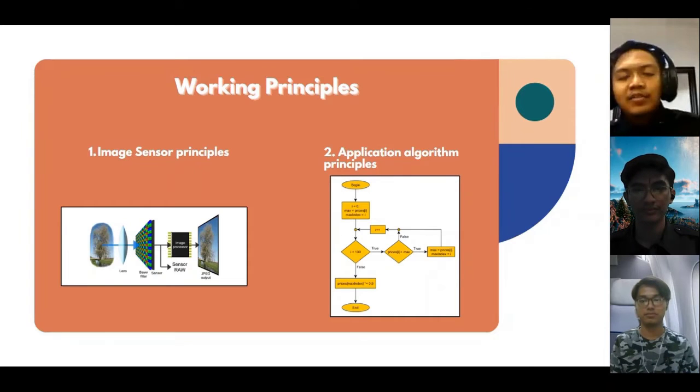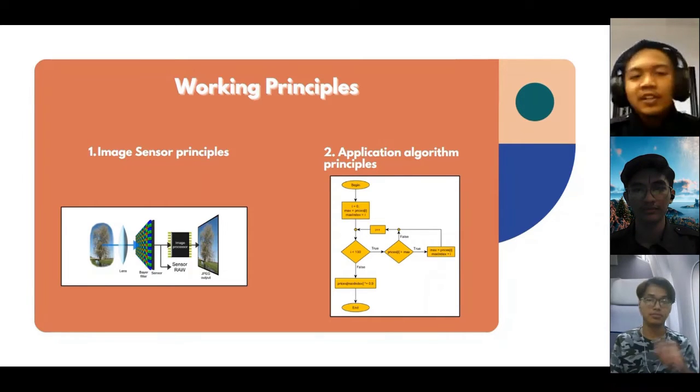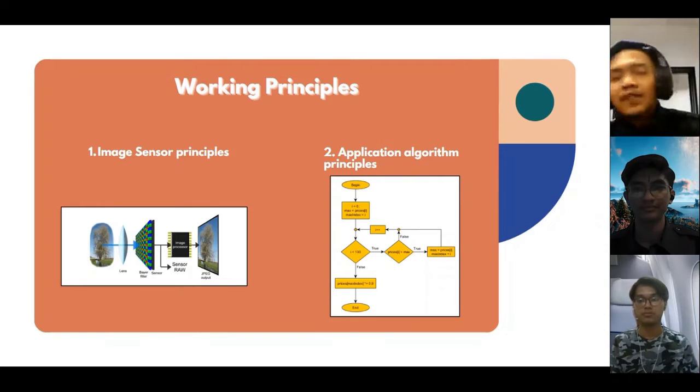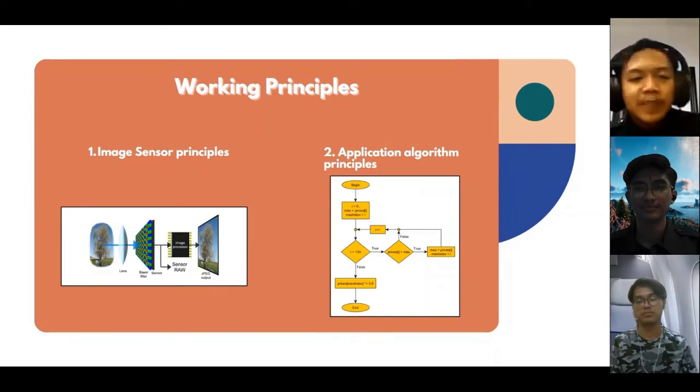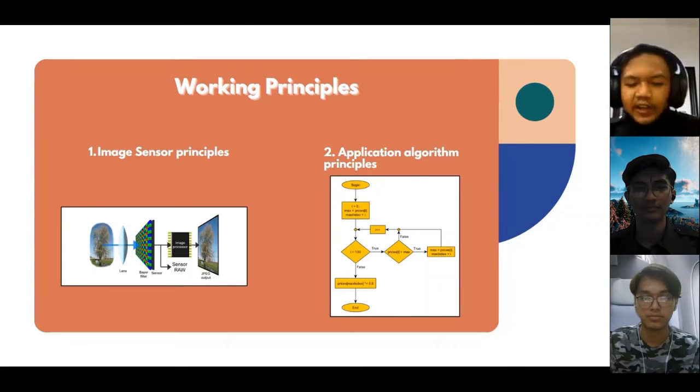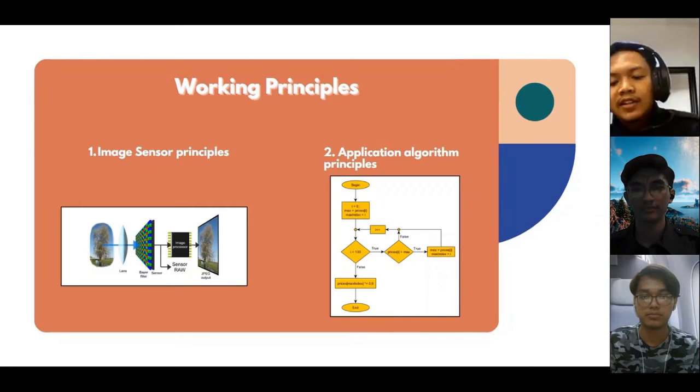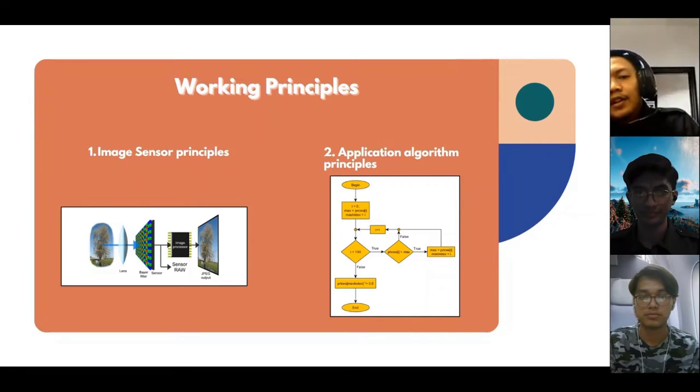Okay, so the principles of the app basically consist of 2 principles. First is the image sensor principle, and second is the application algorithm principle. Okay, so for the first part, the image sensor principle. First, we have to know what an image sensor is. An image sensor is a sensor located in the smartphone camera. The function of this image sensor is to capture light and turn the light ray into a voltage signal.